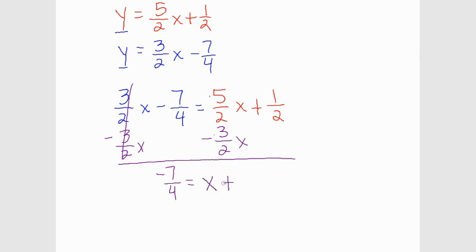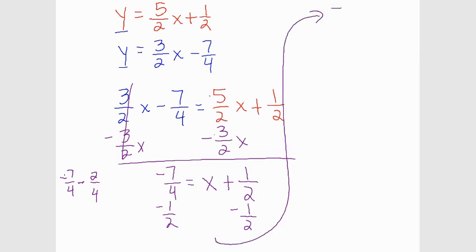And I'm really starting to get excited because now the x is already 1. Or the coefficient is 1, pardon me. And we'll subtract 1 half. Now really quickly, negative 7/4 minus, we need something out of 4. So that would be 2/4. So negative 7 minus 2. Well, that's the same as negative 7 plus a negative 2. So up here, we get negative 9 over 4 equals x.